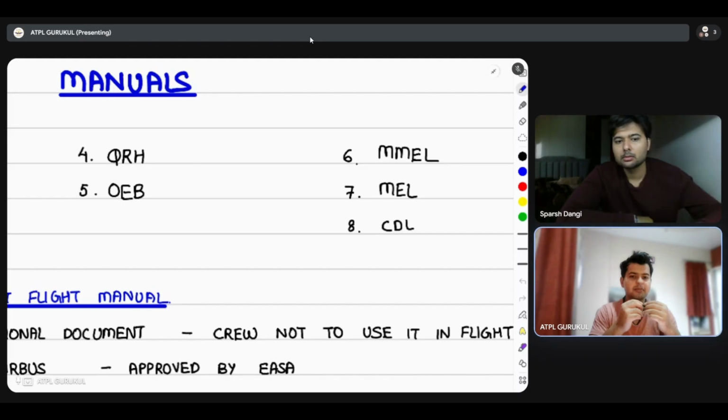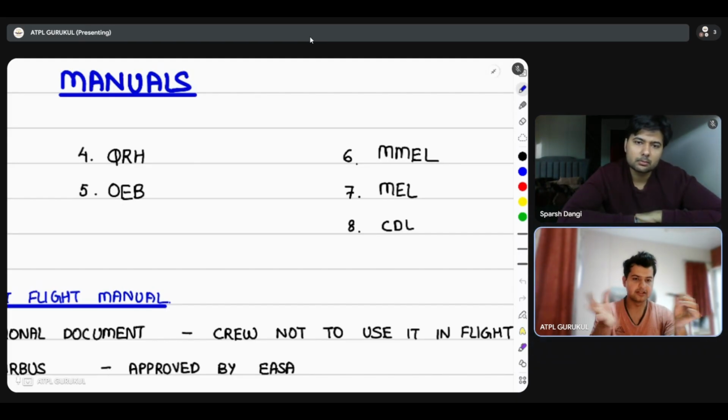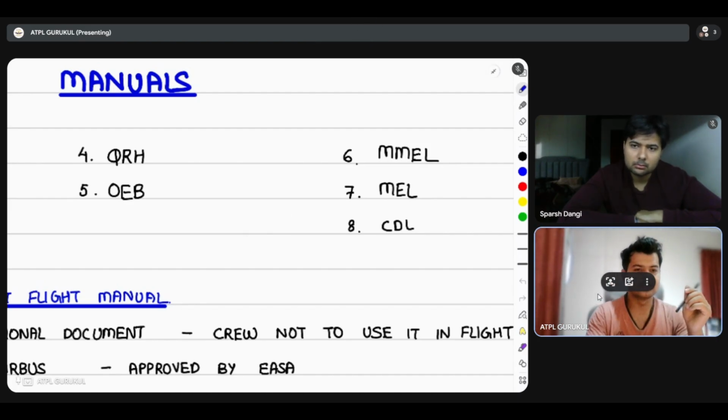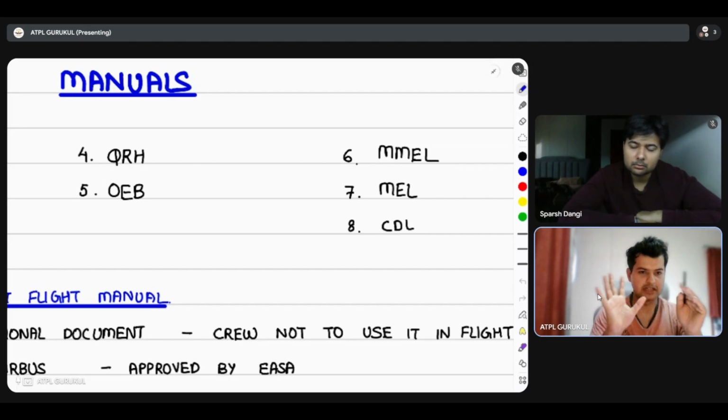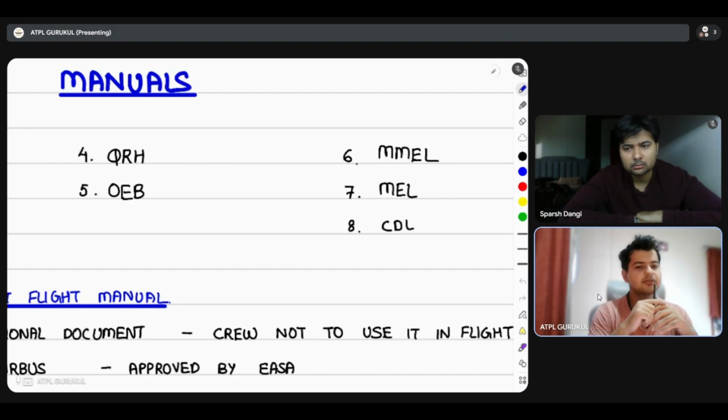No. Okay, minimum equipment list is a list of all of those items which are allowed to be inoperative in a flight. Many people say that the minimum equipment list is a list of all items that should be there, all these items should be there. No, that's not true. It is not a list of items that should be there. It is a list of items which are allowed to be inoperative.